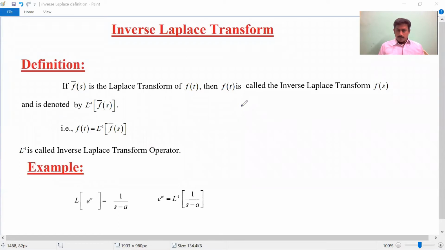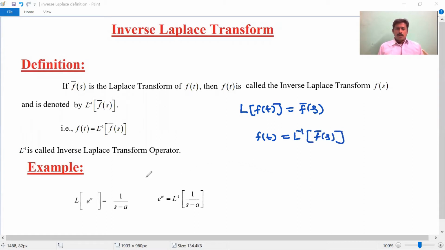We know that L of f of t equal to f bar of s is the Laplace transform of f of t. So then the inverse can be defined as f of t equal to L inverse of f bar of s. Example: L of e power at equal to 1 by s minus a. So that is the Laplace transform of e power at equal to 1 by s minus a. So then e power at equal to L inverse of 1 by s minus a.